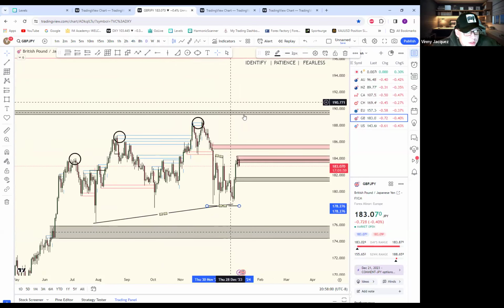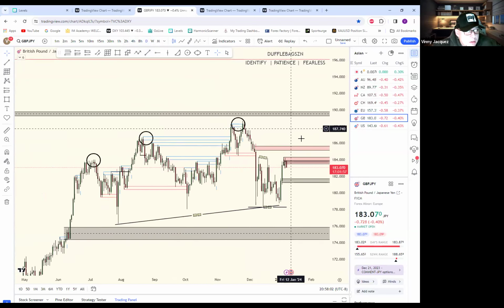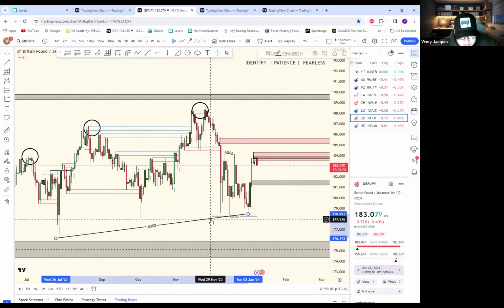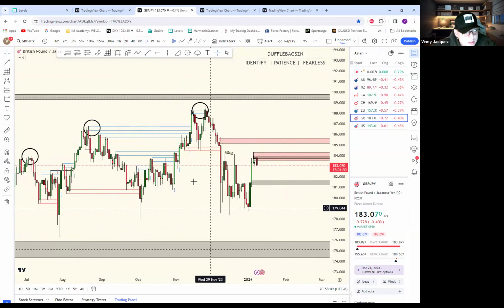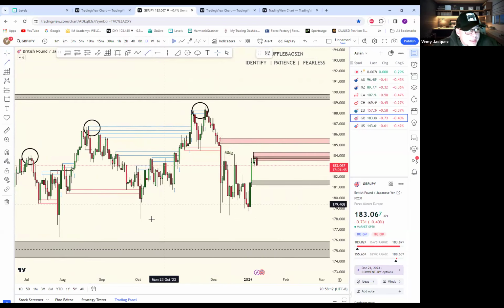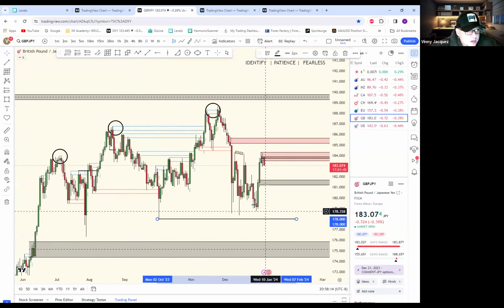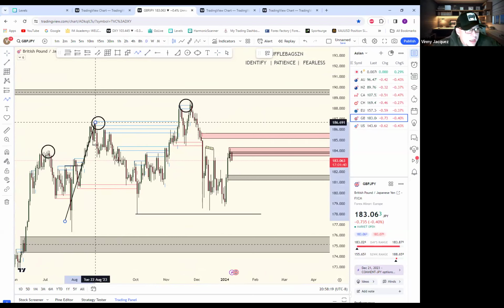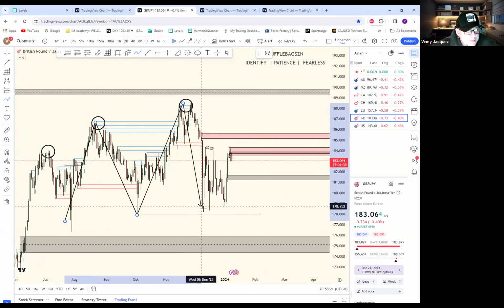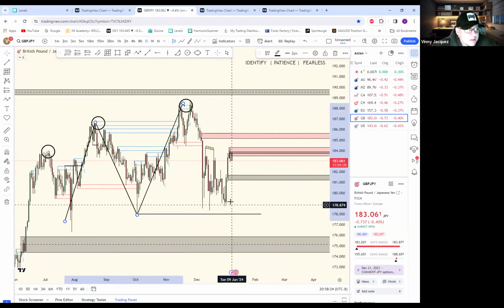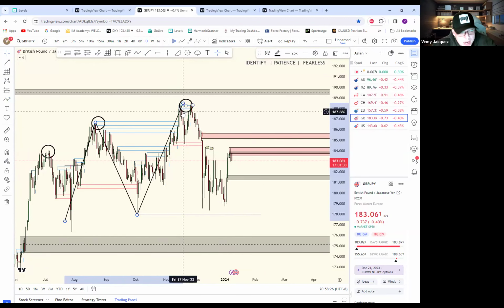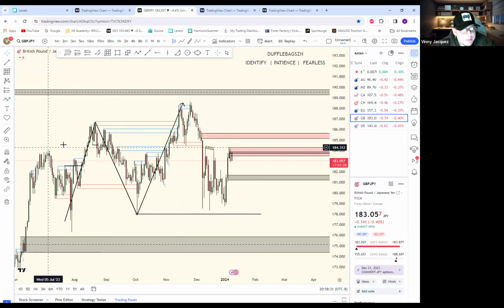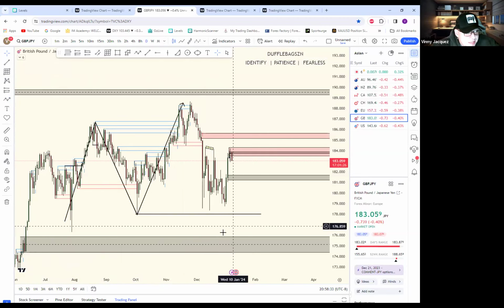Even on the daily, real quick. On the daily, we don't. Let's delete this. We don't get that change of character on the daily structure. Right? Higher high, higher low, higher high. We haven't changed character yet. So we still can technically go higher. But I would like to take some of these lows. I would like to be a little aggressive in here to take some of these lows.